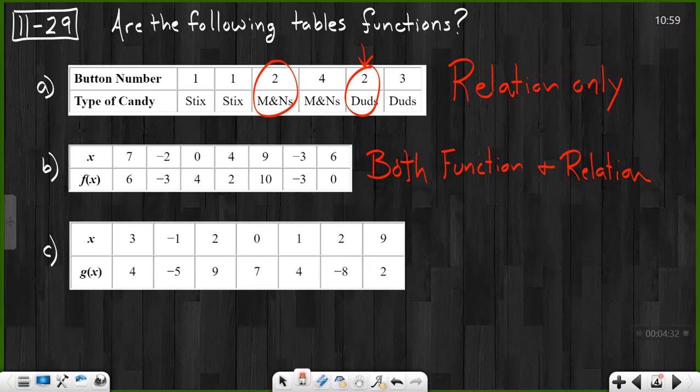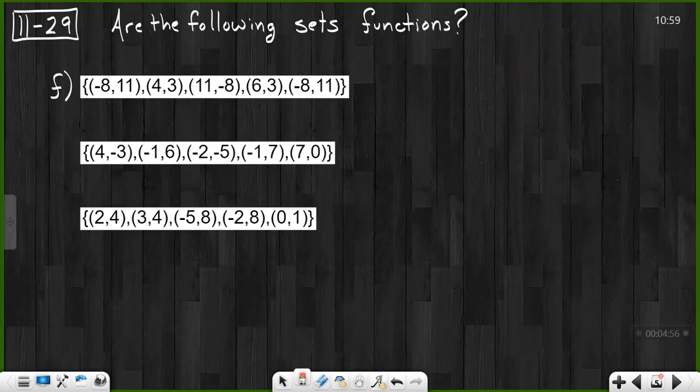Look at C. In C, if you pause the video, try to examine it on your own. All right, coming back in now, hopefully you notice there are 2 inputs that are the same, 2 and 2. First time 2 got me 9, second time 2 got me -8. That is not functioning, so this is a relation only. All right, that's for our tables.